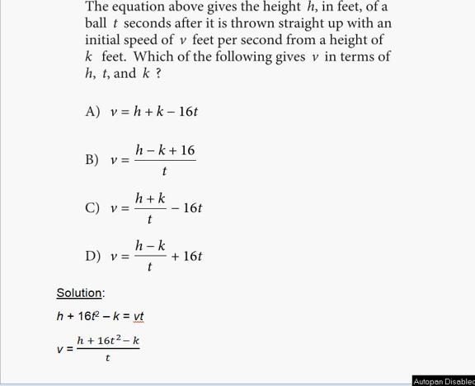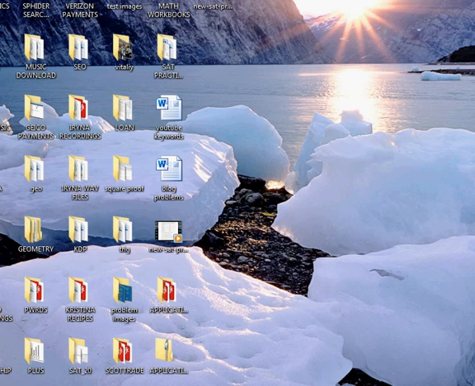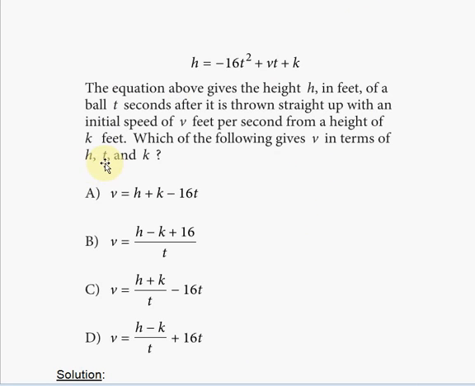Okay, so the equation above gives the height h in feet. Sorry, let me scroll up a little bit. I think I got stuck. Yeah, okay. So the equation above gives the height h in feet of a ball t seconds after it is thrown straight up with an initial speed of v feet per second from a height of k feet. Which of the following gives v in terms of h, t, and k?